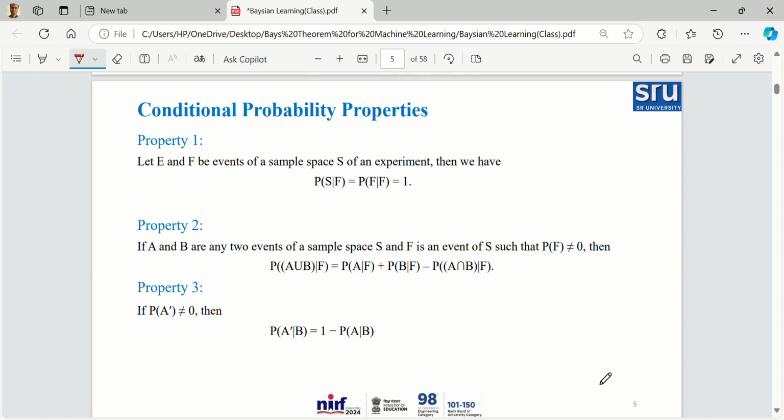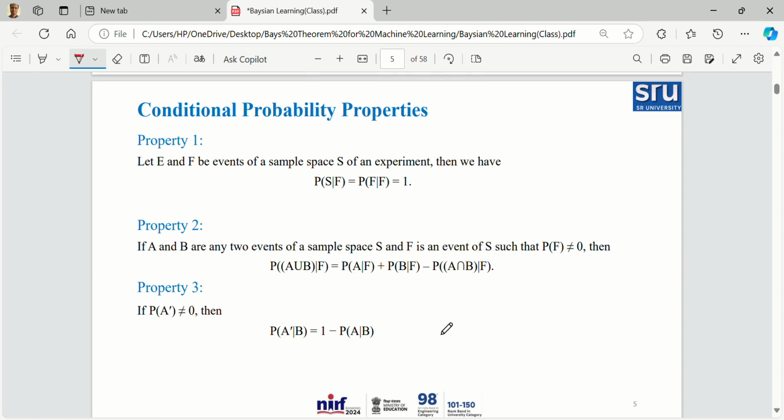Property 2: A and B are any two events of a sample space S, and F is an event of S such that probability of F is not equal to 0. Then probability of A union B given F is equal to probability of A given F plus probability of B given F minus probability of A intersection B given F. Same as our summation theory, but here we are considering the probability given F.